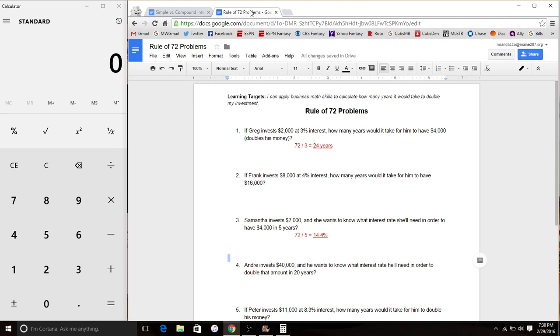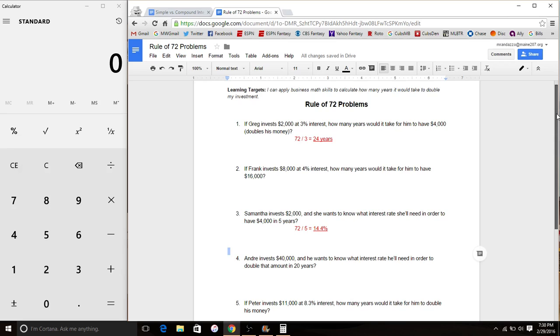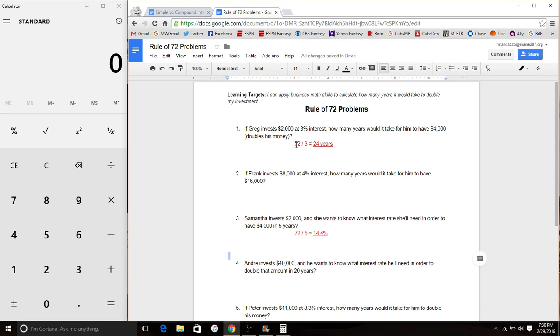Then you guys did the rule of 72 problems. This shouldn't be hard. All you do is you take 72 every time. Just take 72 and divide it by whatever they give you. If they give you the interest, you divide it by the interest. Okay? If they give you the years, you divide it by the years. If they give you money, ignore the money. The money is always doubled.